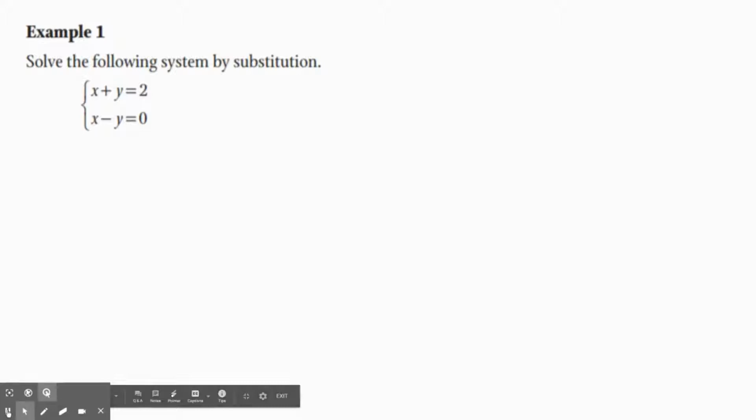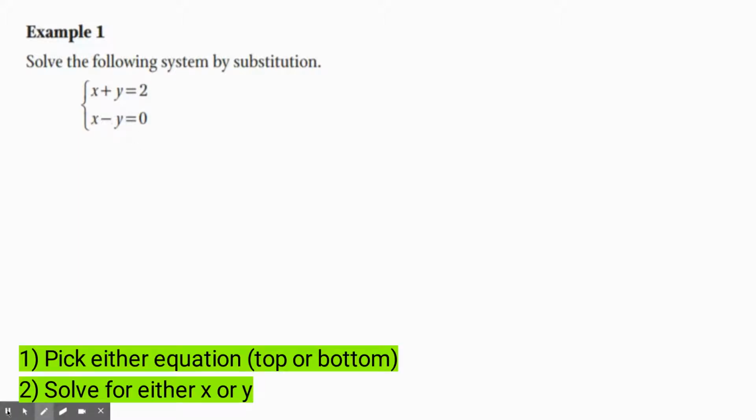So in this first example, it says solve the following system by substitution. So step one, you pick an equation, either one, it doesn't really matter. I like to look for things like if I was to add y to both sides here, I'd be keeping the y and the x positive, and I would be getting an equation here where it's just x is equal to y in this bottom. So I'm thinking the bottom equation is better.